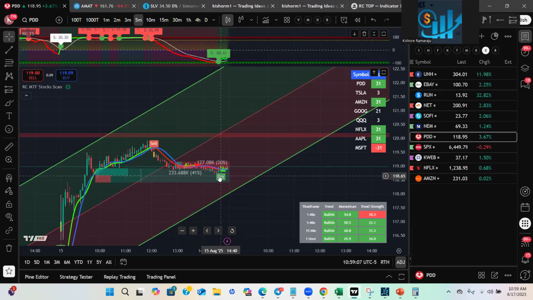So you are buying a 118 call, selling a 120 call. So as long as it stays above 118, even if it goes higher, you will still make profits. Only thing is your profit is limited, right? Whatever profit it makes up to this level, that profit you will make. If it goes above also, because you have a 118 call and you sold a 120 call, you will still be profitable.